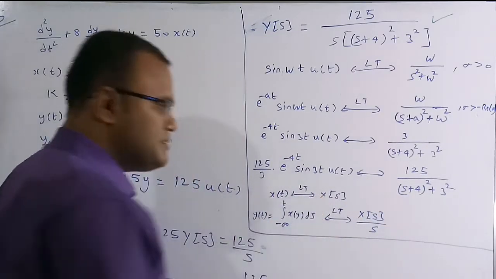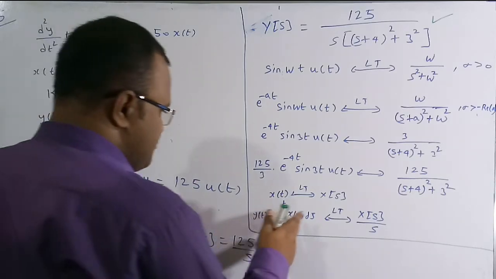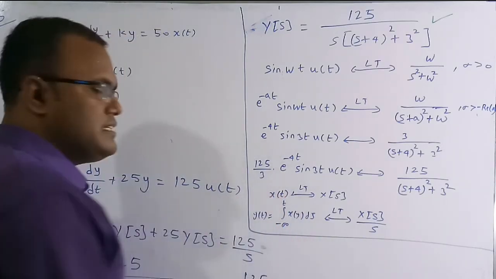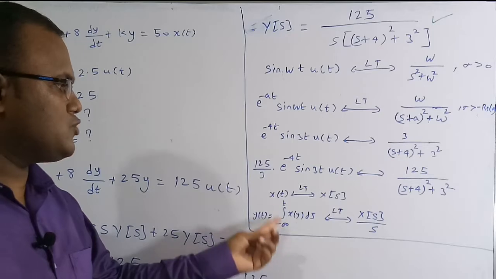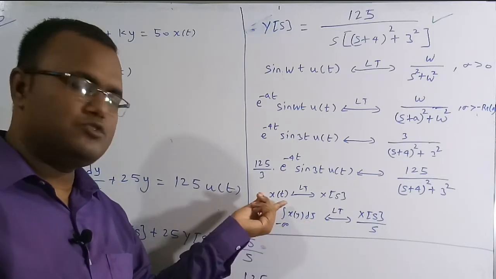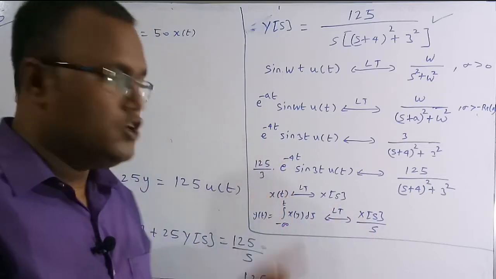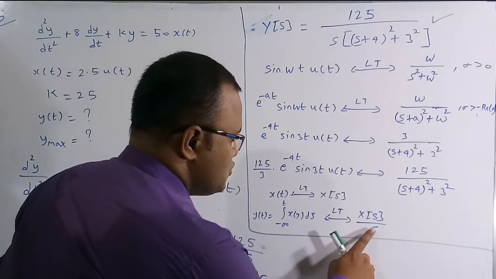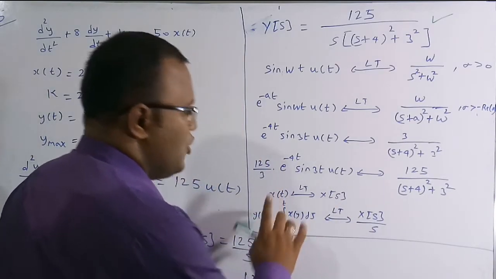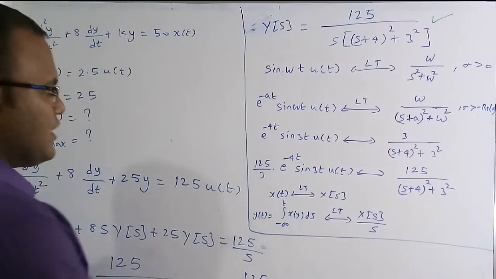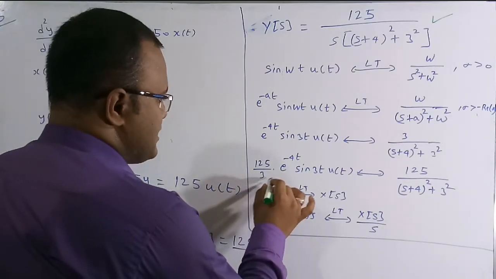If the Laplace transform is x of s, and if you want to take the integration of this signal, integration from minus infinity to t of x of tau d tau, meaning if you do the integration of the input, the output will be x of s by s. So if you want another term, yes, you have to do the integration of this original signal. This is the original signal x of t. Let me assume this is x of t.